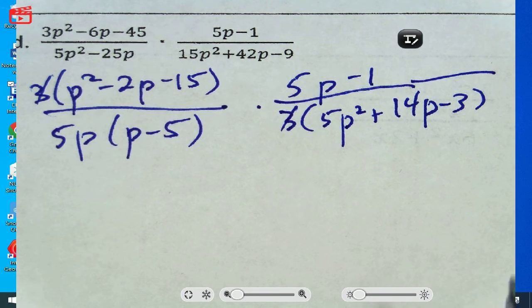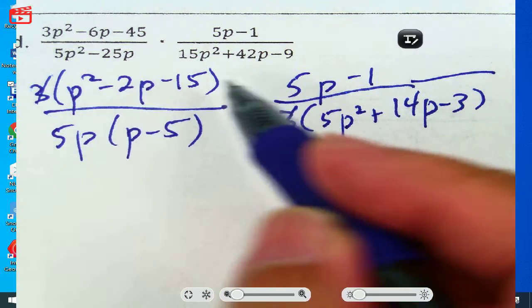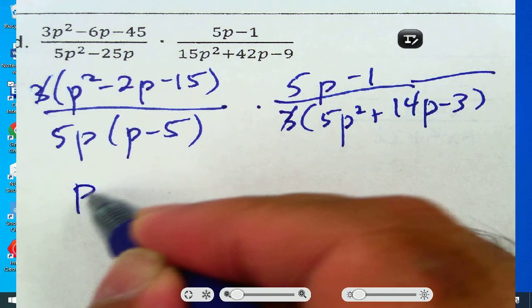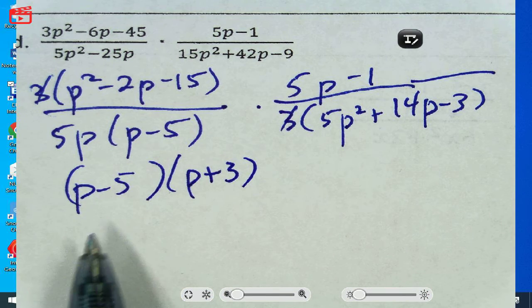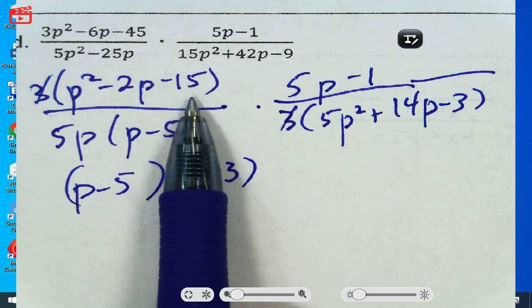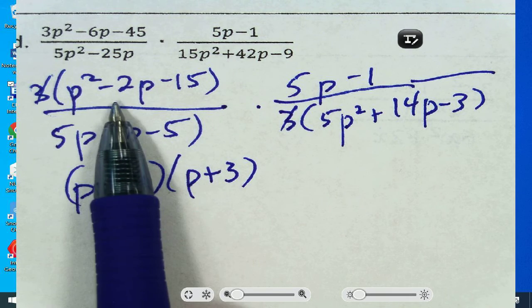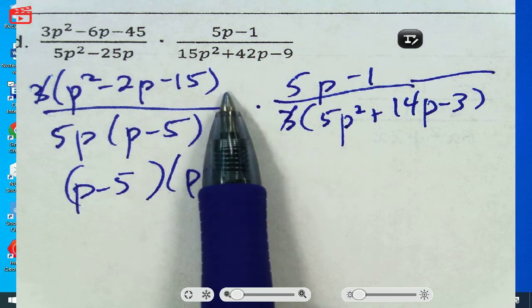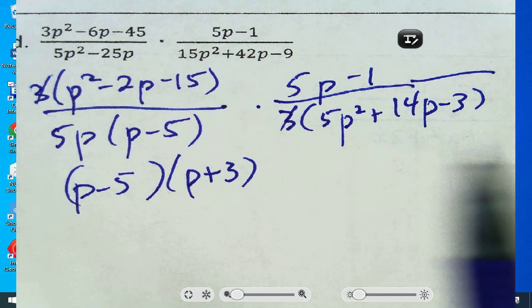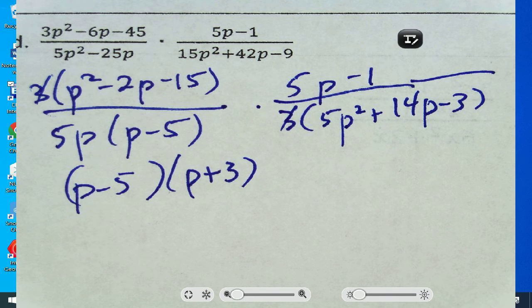Now let's continue. So factoring that, p squared minus 2p minus 15, that's going to be p minus 5, p plus 3. So what are the factors of negative 15 that combine to make negative 2? That will be negative 5 times 3 is negative 15. Negative 5 plus 3 is negative 2. Okay?